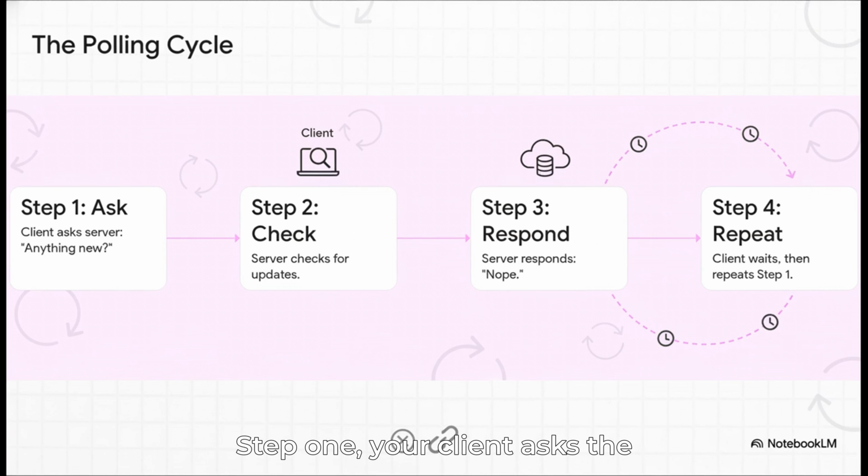Step 1, your client asks the server, hey, got anything new for me? Step 2, the server looks around. Step 3, 9 times out of 10, or maybe 99 times out of 100, the server says, nope, nothing. Step 4, your client waits and then does it all over again. It's a loop, and it's mostly a loop of getting told no.